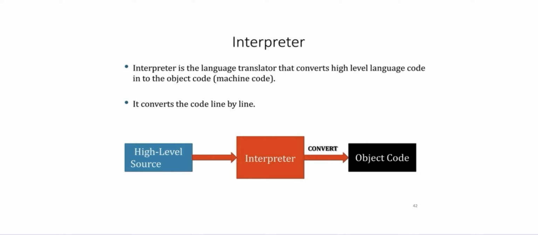And then when it comes to interpreter, it is the language translator that converts high-level language. Now if you remember, in our previous lessons we learned about the computer language, right? Now the high-level language is the AI language, which is the artificial intelligent language code, okay, that converts that high-level language code into the object code, which is the language that the machine understands. Now once it converts the code line by line, that's for the interpreter. It converts the code line by line.